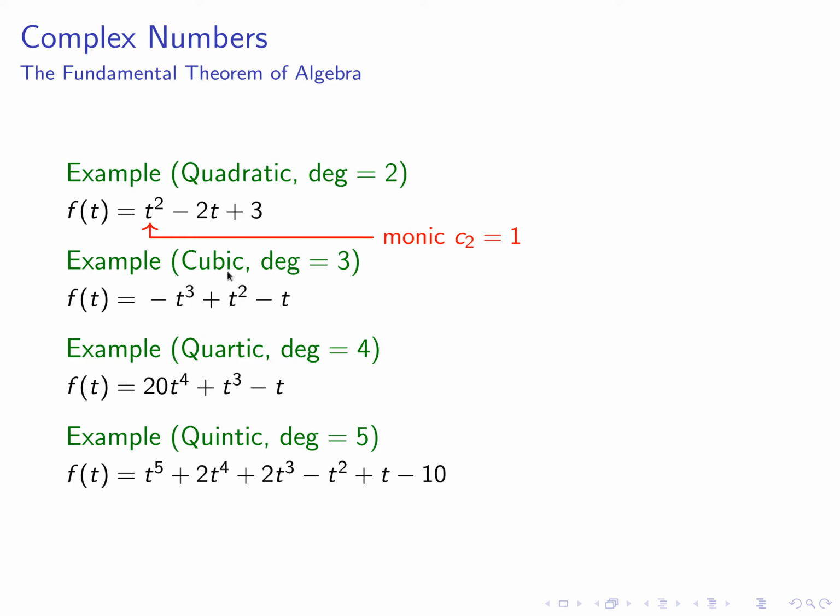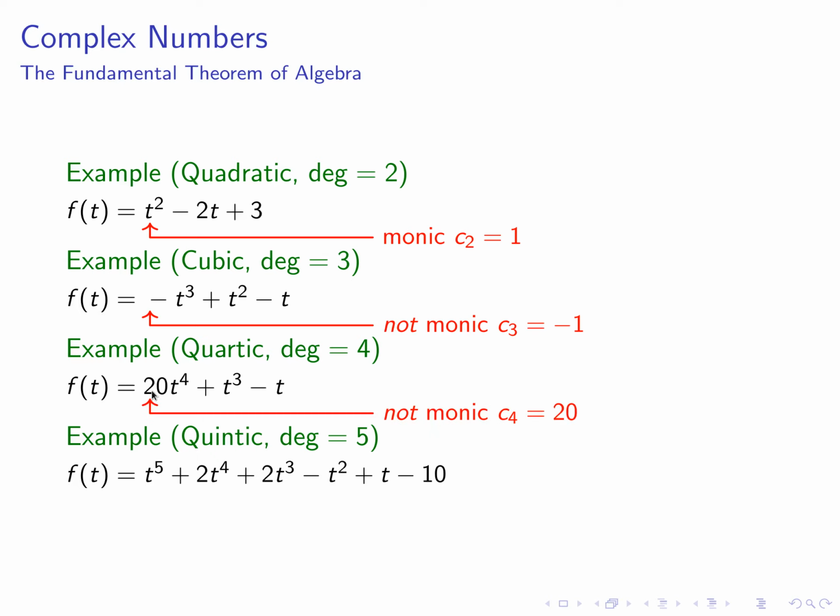This next example is the cubic. If we look at the term involving t to the 3, we see that the coefficient is negative 1. So this is an example of a non-monic polynomial. Our second example here is not monic because the coefficient of the term with the biggest power is equal to negative 1, which means that the top coefficient is not 1, which means this is not a monic polynomial. Our quartic example is not monic either. The coefficient of t to the fourth in this quartic is equal to 20, which is certainly not equal to 1. So this third example is also not a monic polynomial.